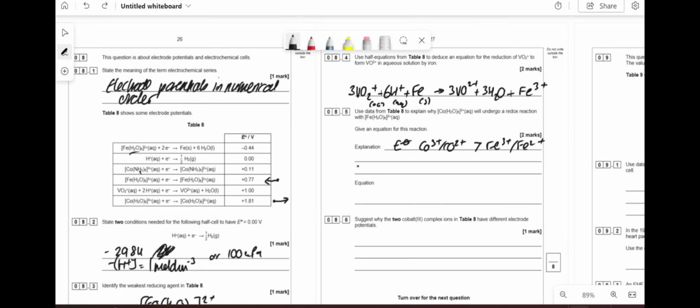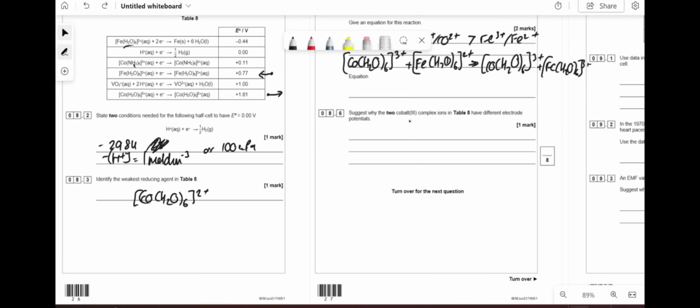So it's going to be Co(H2O)6 3+ plus the stuff in iron, but the other way around. So it's going to be plus Fe(H2O)6 2+. You don't need to add the electrons because they cancel out. Goes to Co(H2O)6 2+ plus Fe(H2O)6 3+, like so.